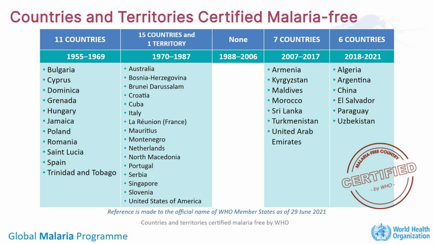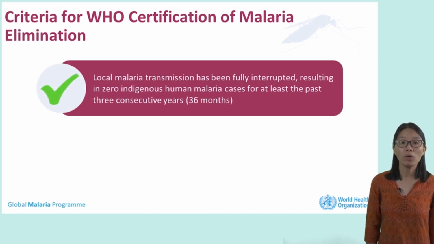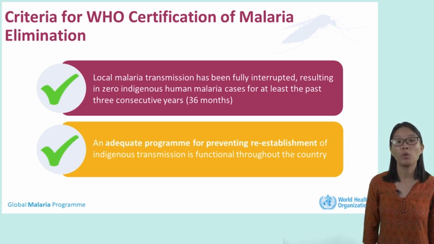Part of the reasons is because after the Global Malaria Eradication Program, the global malaria strategy had shifted its focus to control rather than elimination. There are two criteria for WHO certification of malaria elimination. First, the local malaria transmission has been fully interrupted, resulting in zero indigenous human malaria cases for at least the previous 3 consecutive years. And second, that an adequate program for preventing the re-establishment of indigenous transmission is functional throughout the country. In Module 7, we review the requirements for a program to prevent re-establishment.